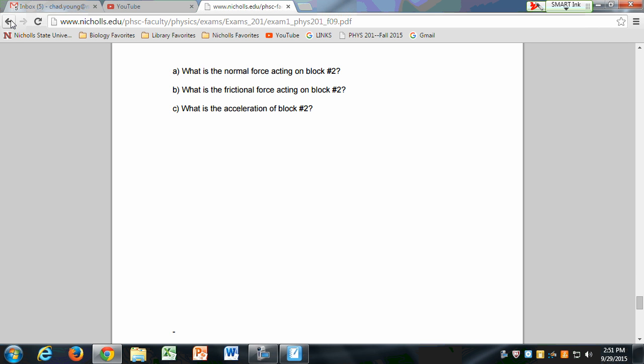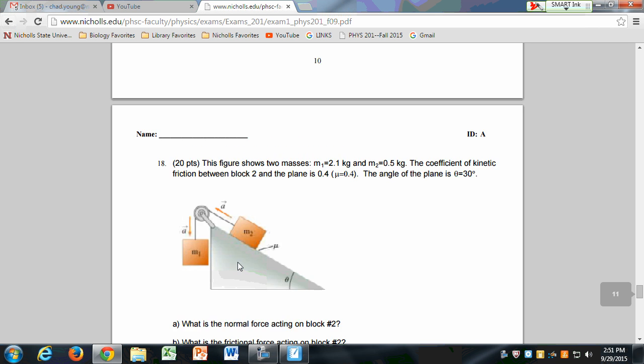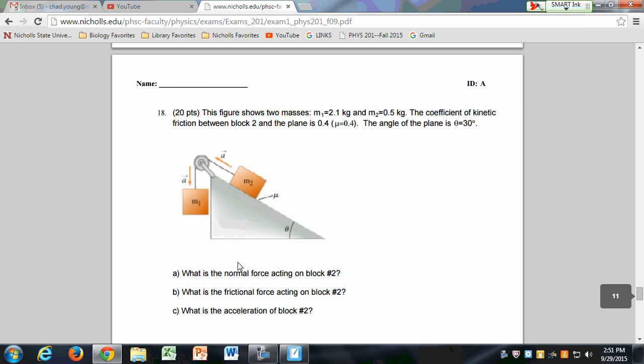Oh, is it this problem? Right, so FW, remember, is m times g. So 2.1 kilograms times 10 meters per second squared, that's my g, is 21 newtons. Anytime I see a mass, I just go around and say, well, that's 21 newtons, that's 5 newtons. Just multiply by 10.